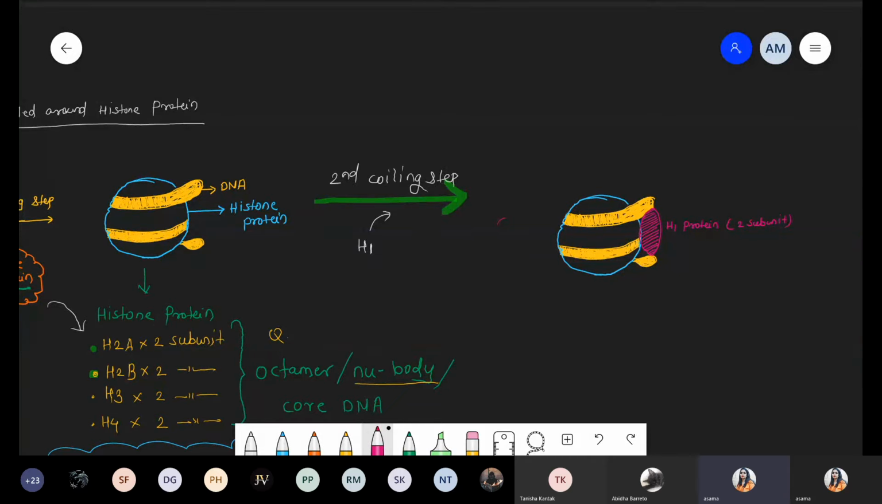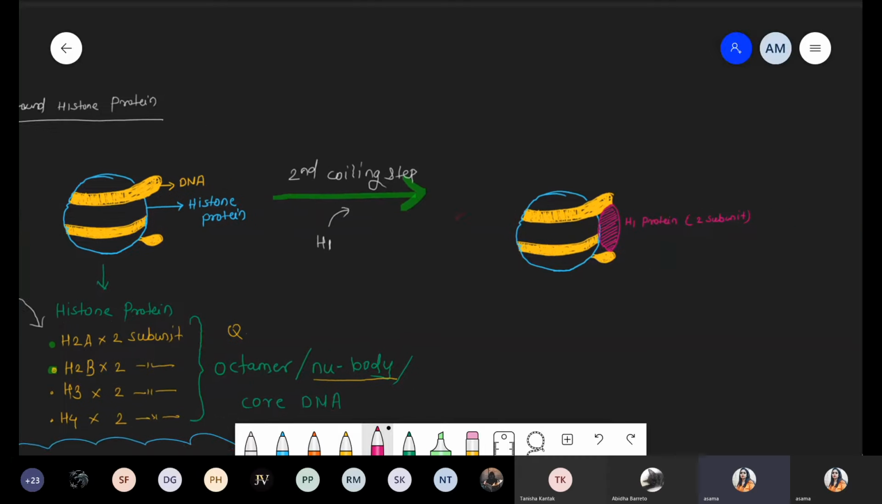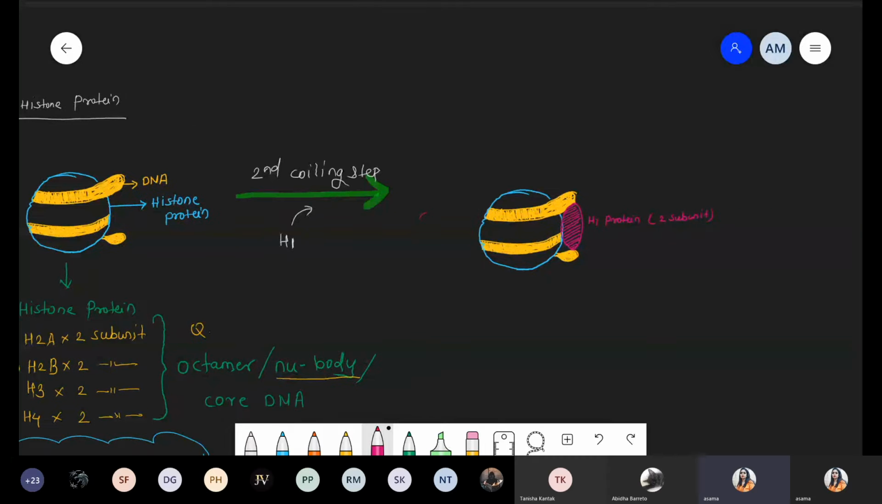Once H1 gets entered, now that same DNA undergoes the second coiling. And now what happened? Toward the outer side, there is some extension of DNA. Some DNA is showing the hanging position. So both ends, both clip-like structures, get sealed with the help of H1 protein. And now same scenario, 2 subunits of H1 get involved in the third structure, and now that structure gets bound. ये जो structure बना, that structure is called as the nucleosome.